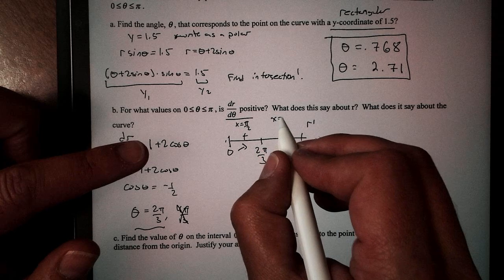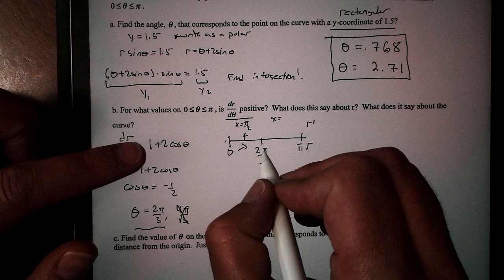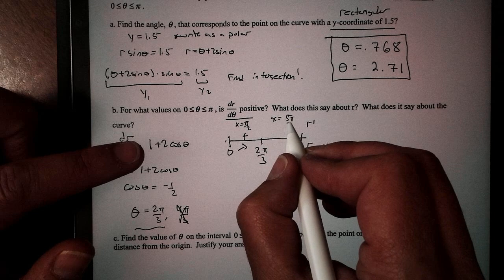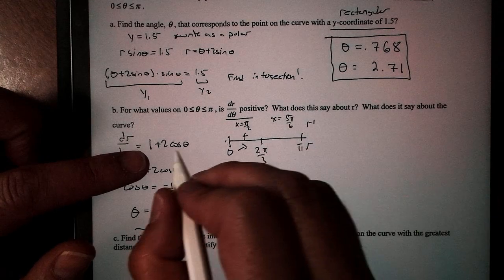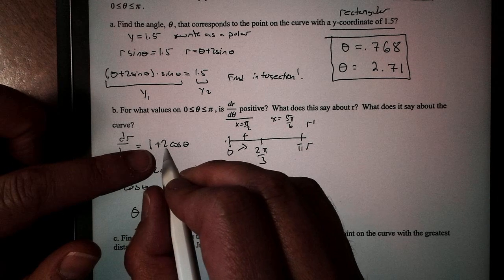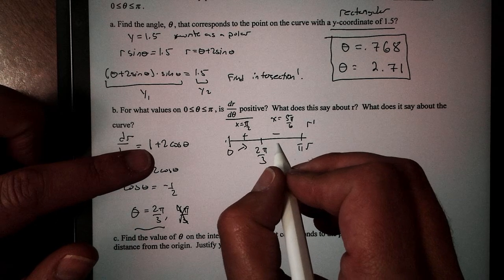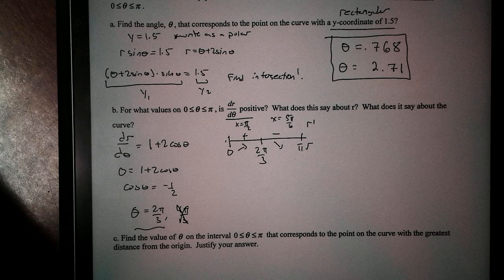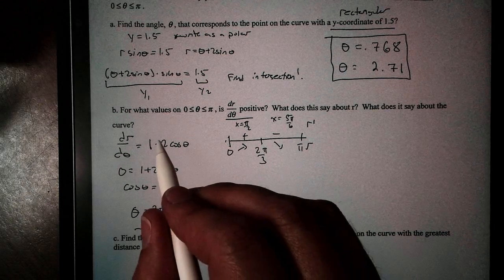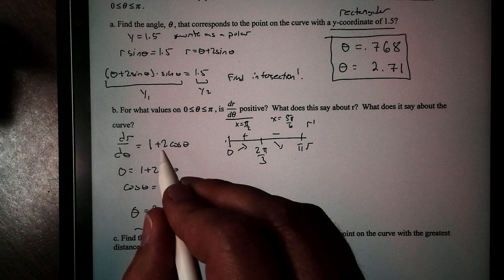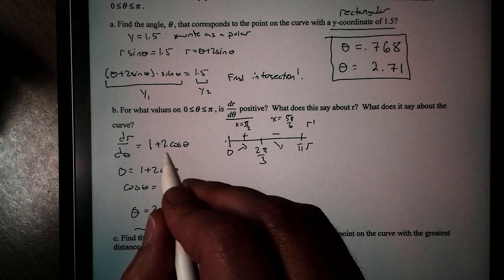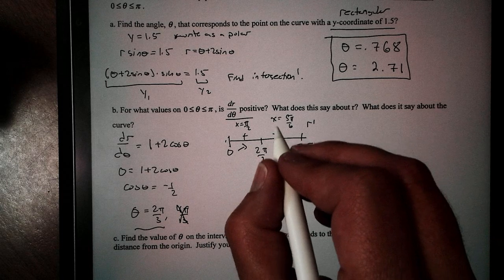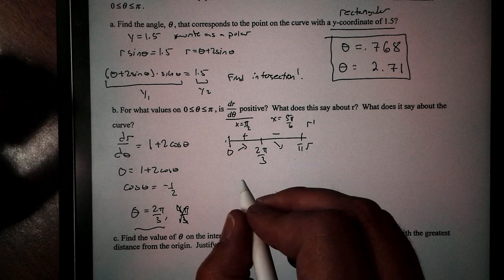If I pick something between 2 pi over 3 and pi, I'll pick 5 pi over 6. You get 1 minus 2 cosine, and this becomes negative once you use your trig values. You're going to get 1 minus 2 root 3 over 2, and that's going to become negative right there, or just 1 minus root 3. That's negative. So let's see here, where is this positive? We are positive.